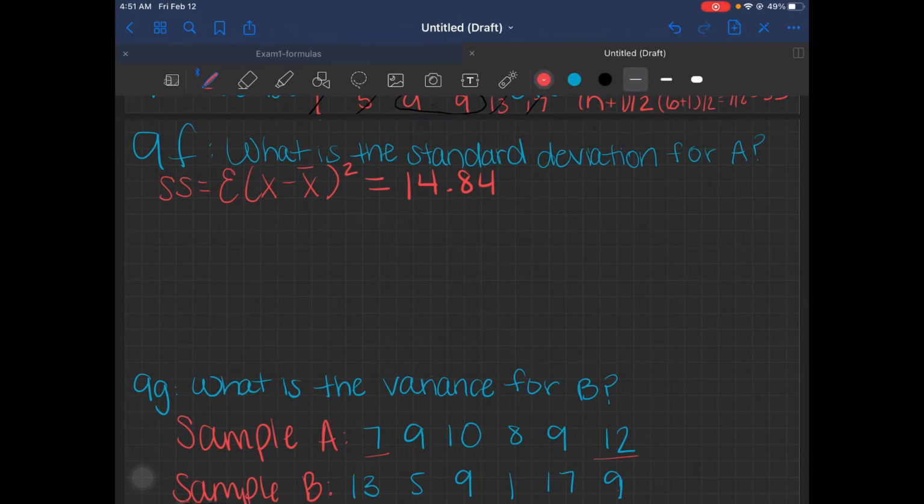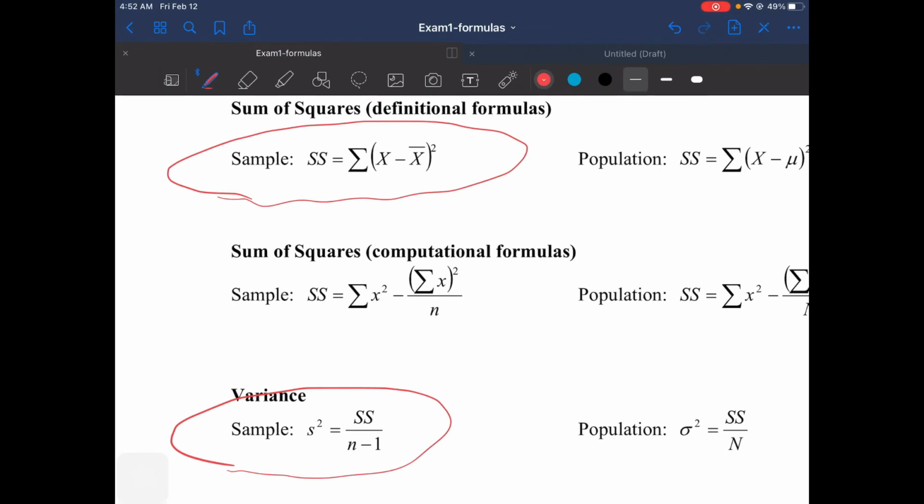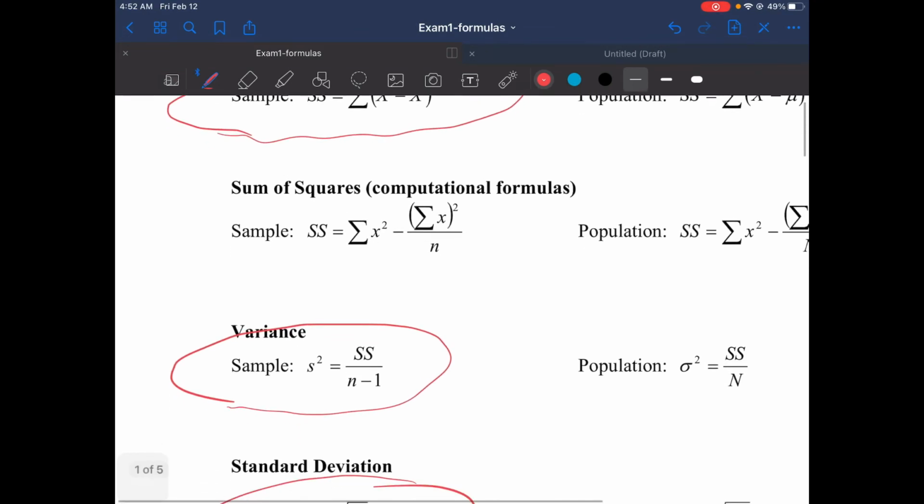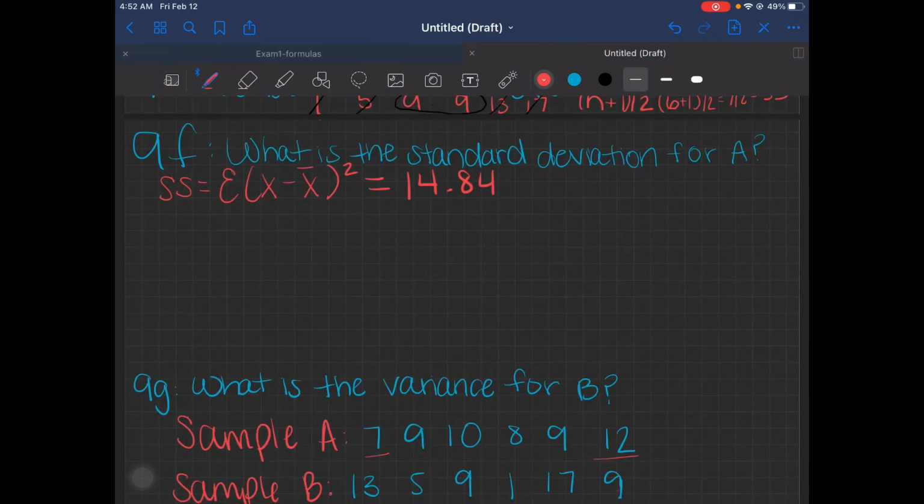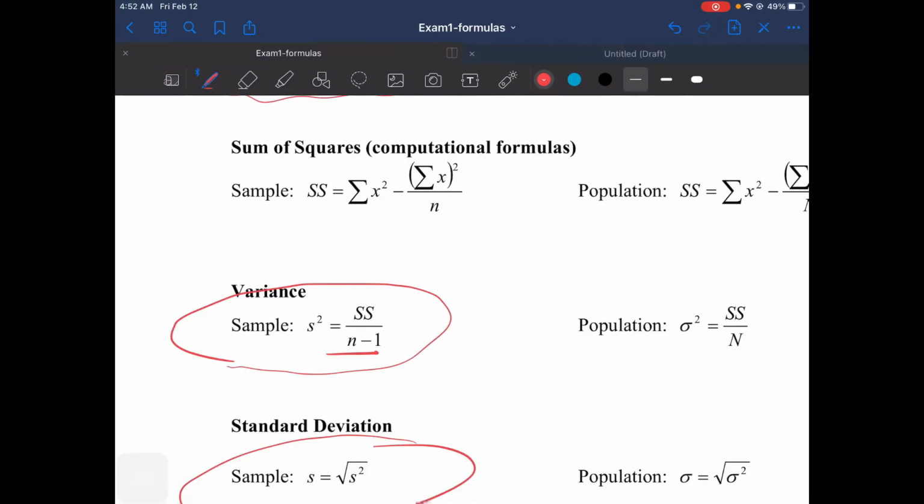So that is our sum of squares, but like we said, that's not what we're looking for as our end result. As our end result, we're looking for the standard deviation. So we needed our sum of squares in order to find the variance, which is sum of squares over n minus 1. So variance equals sum of squares over n minus 1.